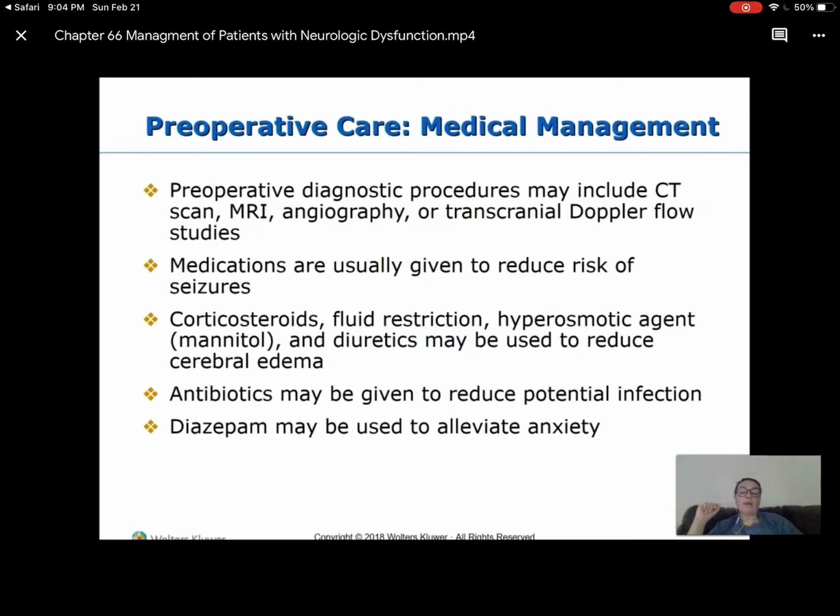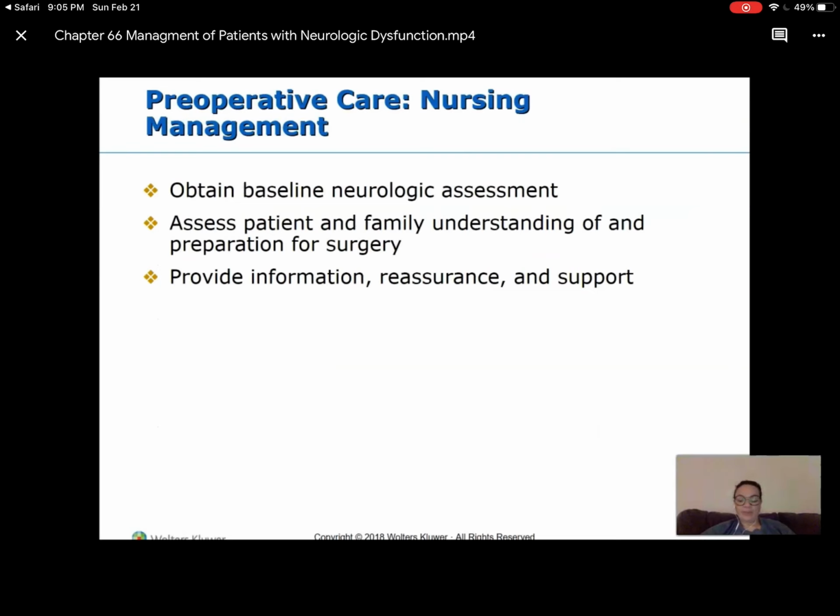Corticosteroids, fluid restriction, hyperosmotic agents like mannitol, I would know mannitol, and diuretics may be used to reduce cerebral edema. Antibiotics may be given to reduce potential infection. More than likely, they're going to be on a round of antibiotics after a procedure like this. Diazepam to reduce and alleviate anxiety. Can you imagine how fearful and how scared? There's still a lot that's not known with brain injuries, but the fear you see in a patient's eyes after going through something like this, they have no idea what is going on, possibly who they are, and they're aware that they don't.